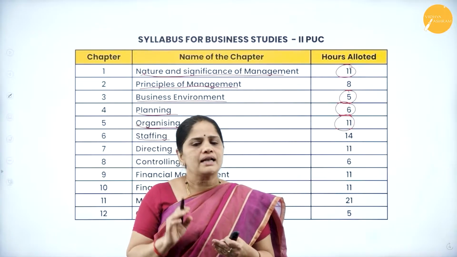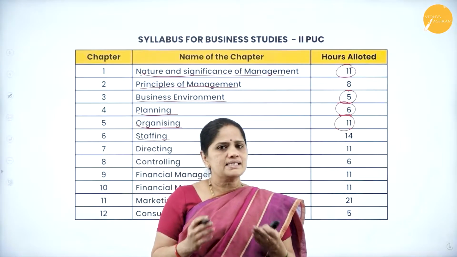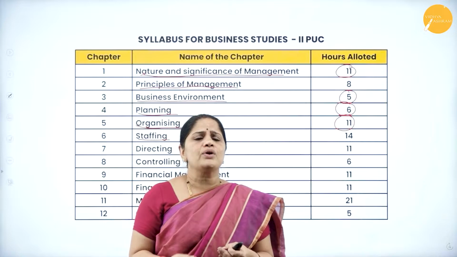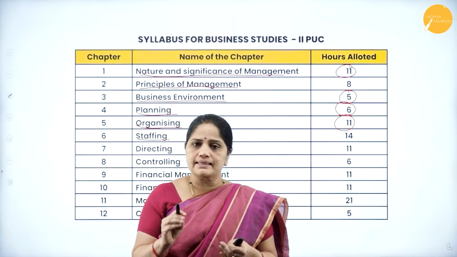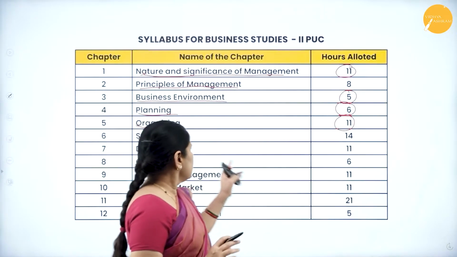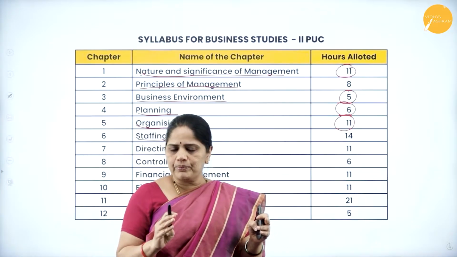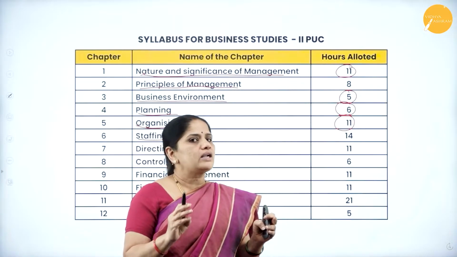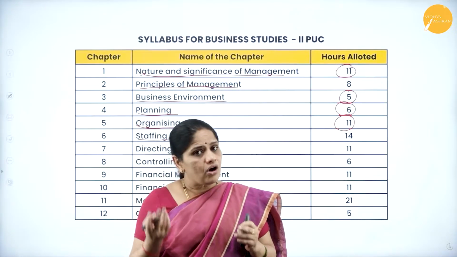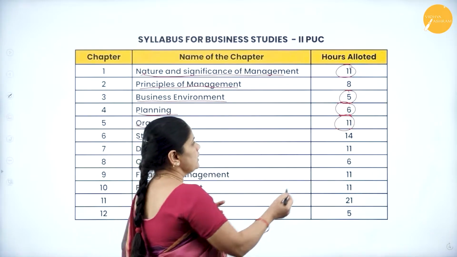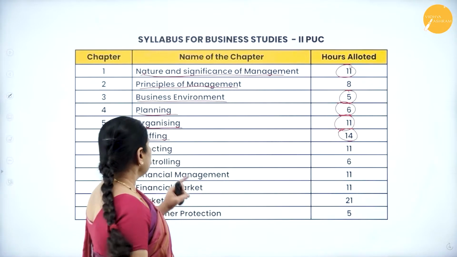In other words, the right person for the right job. That is what we mean by staffing. If in one word you have to explain the meaning of staffing, it is nothing but the right person in the right job. This staffing will cover almost all the recruitment process, selection process, and also the training and development process, on the job training and off the job training. You will have 14 hours allotted for this staffing chapter.